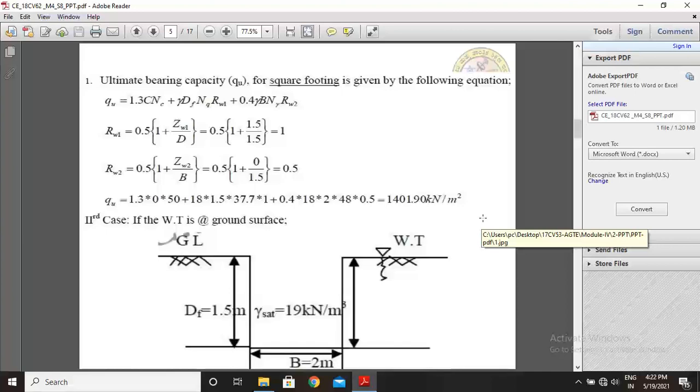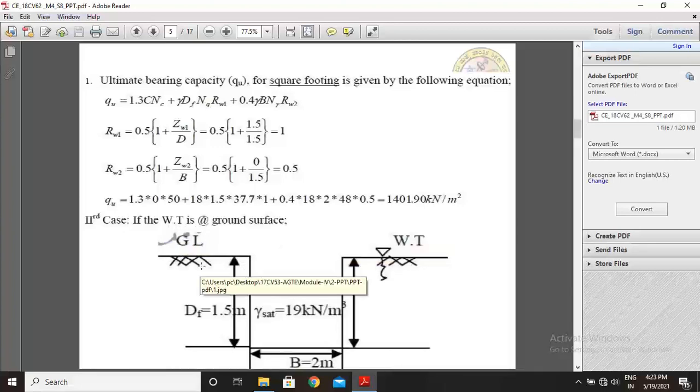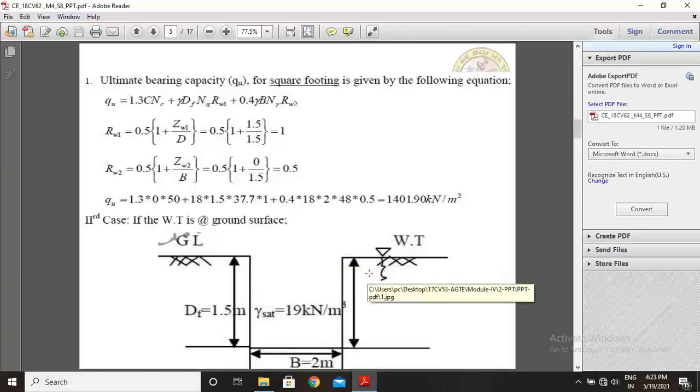So the third case, if the water table is at the ground surface. So now draw the diagram according to this third condition. So this is the footing, water table at the ground surface. See here, this is WT, the water table at the ground surface. So the depth of footing is 1.5 meter, width of footing is 2 meter, saturated unit weight is 19 kilonewton per cubic meter.